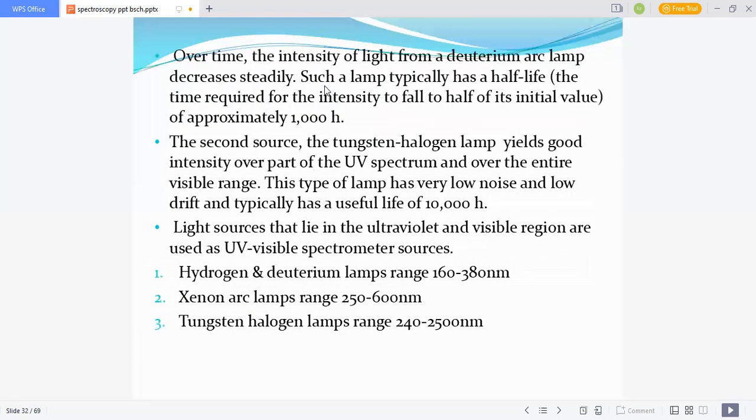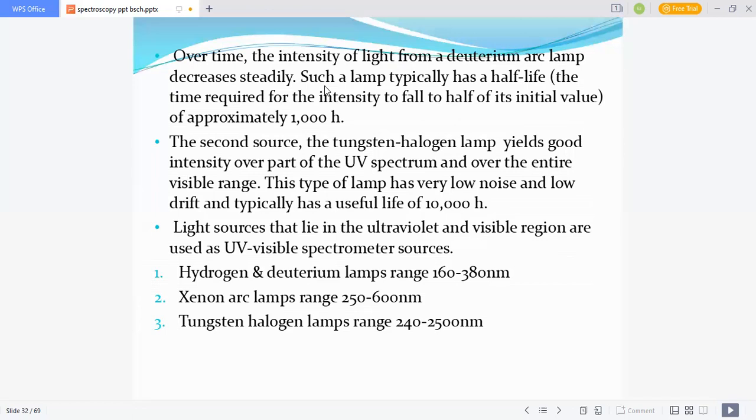Move to next slide. Over time, the intensity of light from a xenon arc lamp decreases. Typically such a lamp has a half-life, the time required for the intensity to fall to half of its initial value, of about 1000 hours. The second source, the tungsten halogen lamp, yields good intensity over the visible and part of the UV spectrum, and over the entire visible range. This type of lamp has very low noise and low drift and typically has a useful life of thousands of hours. Light sources that lie in the ultraviolet and visible regions are used as UV visible spectrometer sources.